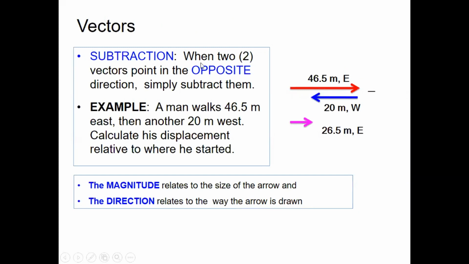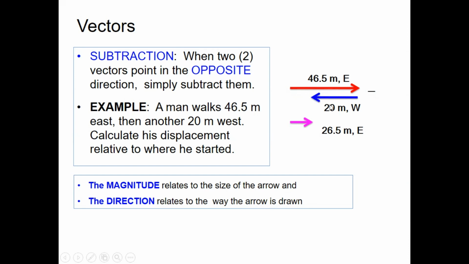If we are going to subtract two vectors that are in opposite direction, then simply we subtract them. For example, 46.5 meters towards east, a man walks, and then another 20 meters towards west. So if we are going to walk again from this position back, then it is going to be the opposite direction. Then we simply subtract these and we get 26.5 meters, but the net answer will be a vector directing or showing the displacement of the man towards east.